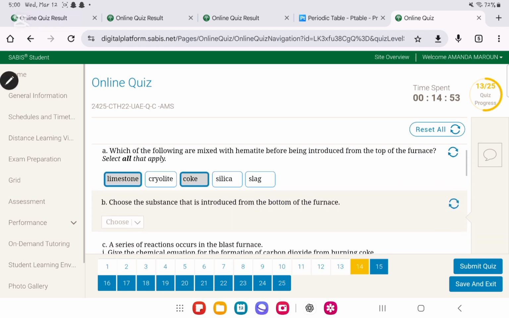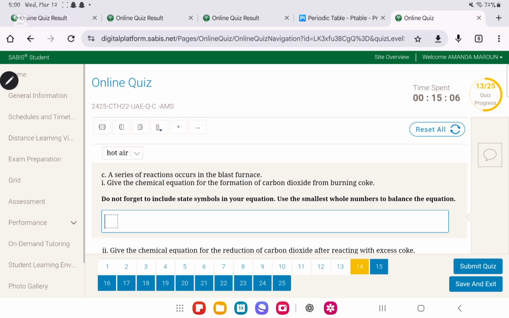Then they told us in part B, choose the substance that is introduced from the bottom of the furnace. So from the bottom of the furnace, what's going to be introduced is hot air. Keep this in mind. Now, a series of reactions occurs in the blast furnace.